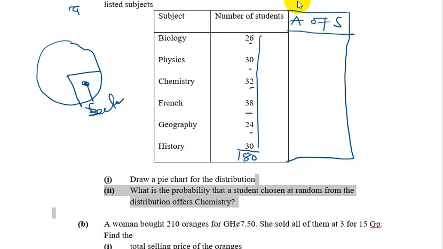So how do we find it? Now the angles in a circle is 360, right? So what we are doing is we will pick the 26 we have over here.